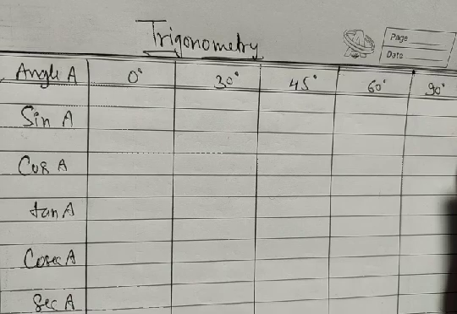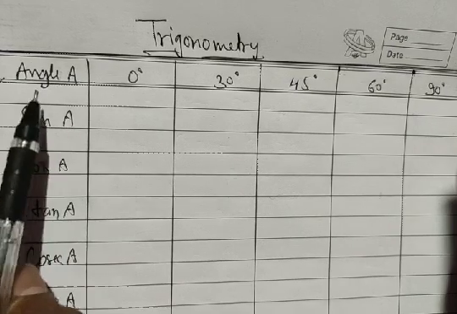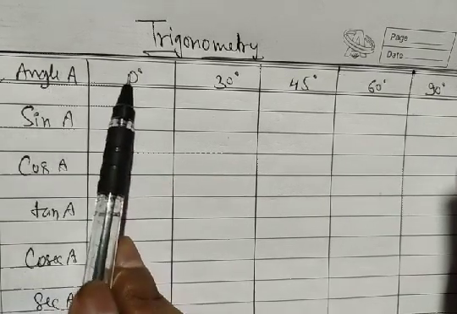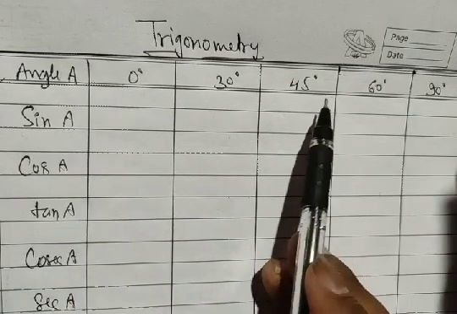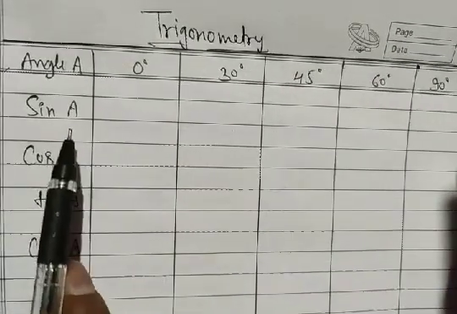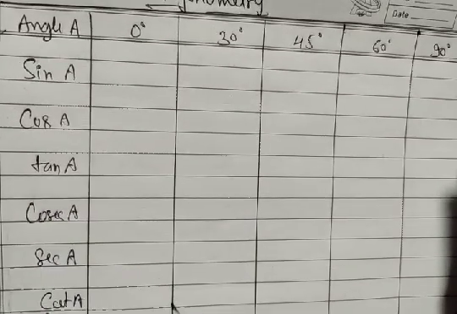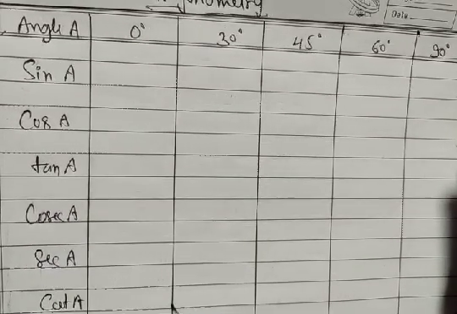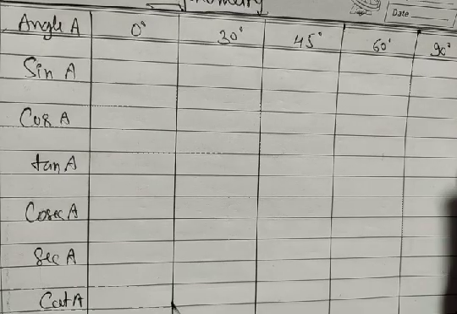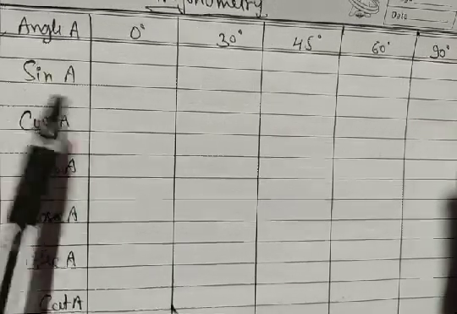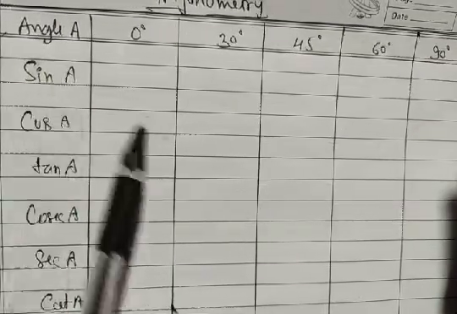Then you just prepare a chart of the specified angles 0 degree, 30 degree, 45, 60 and 90, with their ratios: sin A, cos A, tan A, cosec A, sec A, and cot A. Now what do you have to do to prepare the chart and learn it? You just have to learn one of the ratios, sin A.